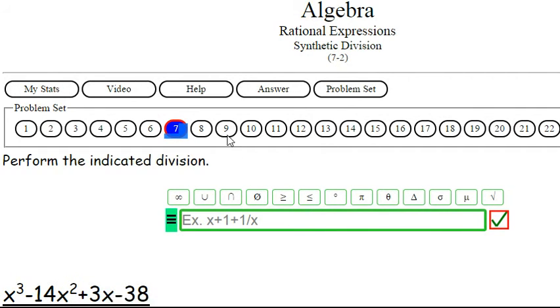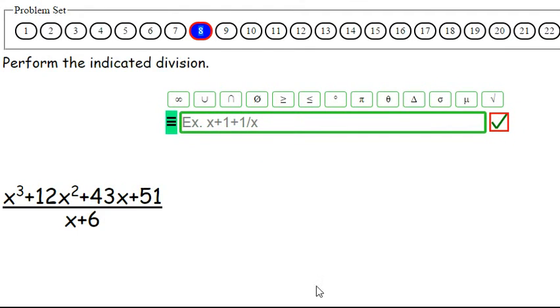3x minus 54. Yeah, so I guess we're doing 8.1. Sorry about that. I guess we better write this down.